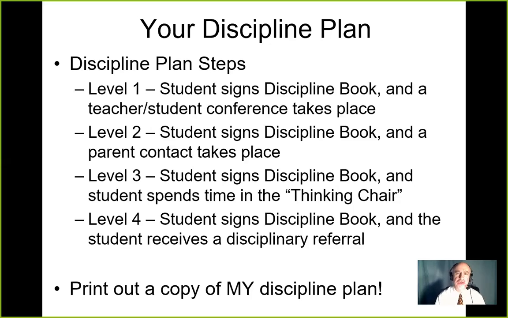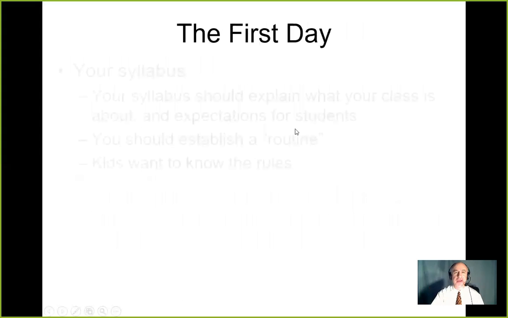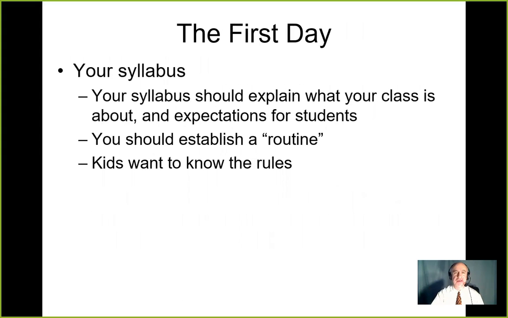Level 4, student signs the discipline book, and then the student receives a disciplinary referral to the office. Now remember, when you write that referral, you're going to have all of the different steps that you've taken, the dates which you took them, and what that does is that puts the administrator in a situation where they can't just give that student a warning and send them back to class, because you've gone through all of these steps to try to help this student. You've gone through all these steps to handle the disciplinary situation in your classroom. And so when that student makes it to the office, there's going to be some disciplinary consequences for that student.